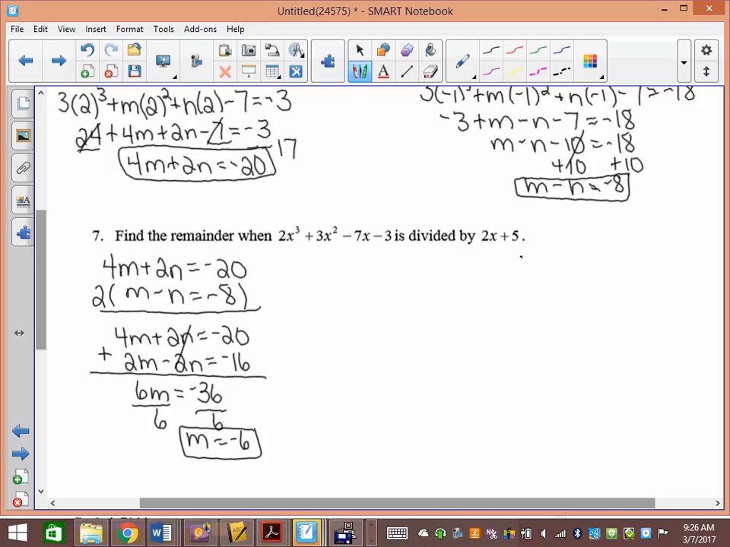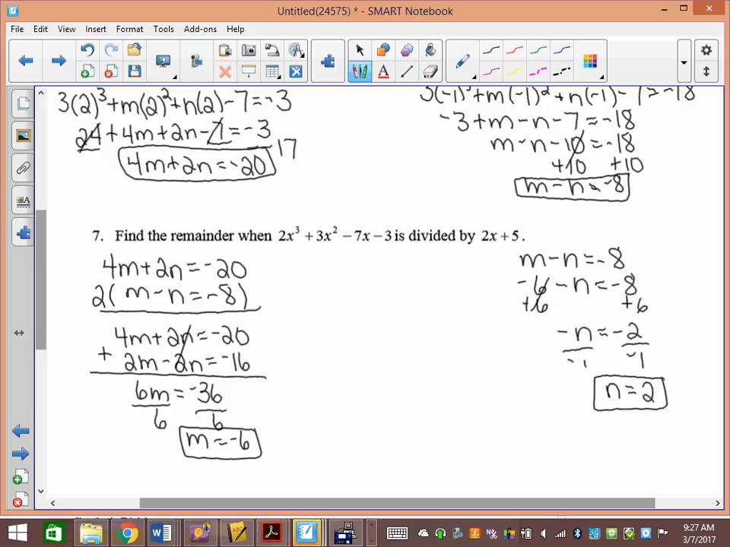So now I'm going to plug it into this boxed one. The m minus n equals negative 8. So m is negative 6 minus n equals negative 8. Add 6. Negative n equals negative 2. Divide by negative 1. And n equals 2.